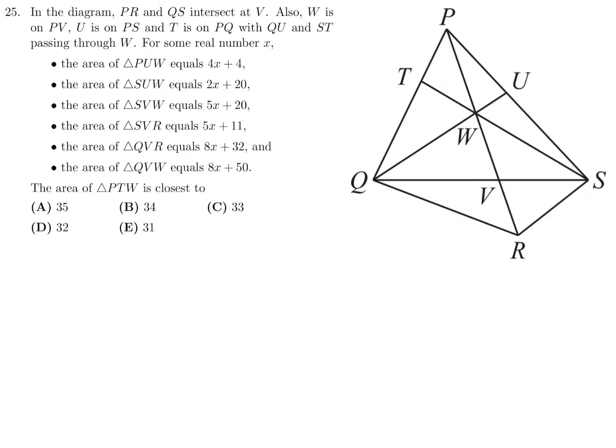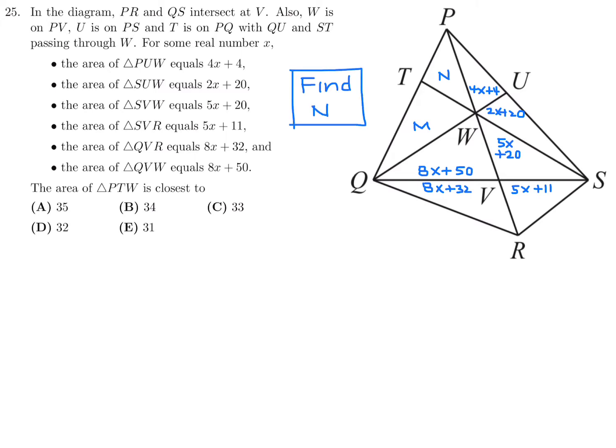All right, here we go. Let's put it in the diagram, 4x plus 4, so 4x plus 4, and then 2x plus 20 is this guy here, and then 5x plus 20 is this guy, and then 5x plus 11 goes here, and then 8x plus 32 is here, and then there's one more, right? 8x plus 50. Okay, we're not told anything about that. We're not told anything about that. So I'll just call them something. I'll call this one M, and I'll call this one N. So this question is essentially telling me to find PTW, which would be find N. This is my task in the question.